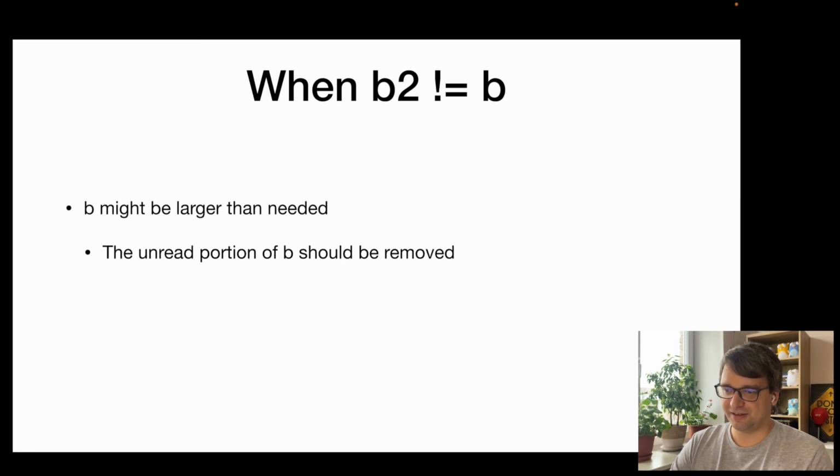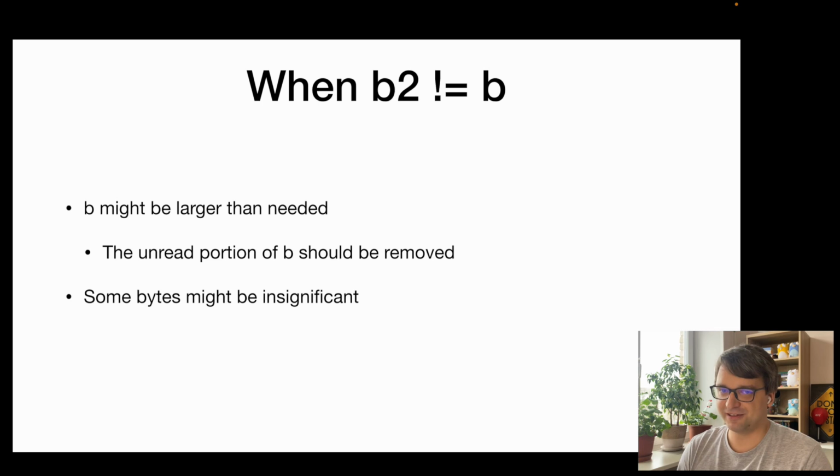You just... the unread portion of B should be removed. Once you compare B with B2, on the next step, you compare with the slice of bytes which was actually read. And another problem is that sometimes 2 different combinations of bytes produce the same result.